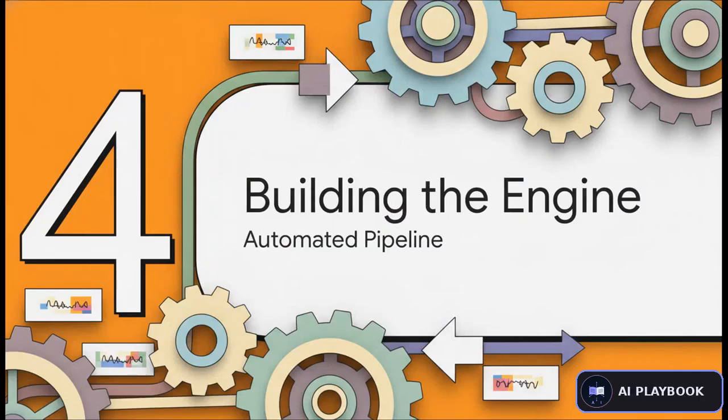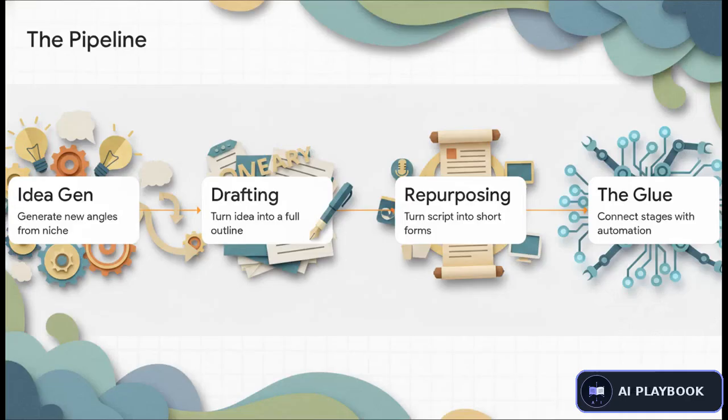Okay, Section 4, building the content engine. Now for the really exciting part, wiring this all together. We are going to map out your entire automated workflow across 4 distinct sequential stages: idea generation, drafting, repurposing, and the glue. Breaking tasks down like this prevents the model from getting confused and guarantees much higher quality output at every single step, rather than just using one giant messy prompt.